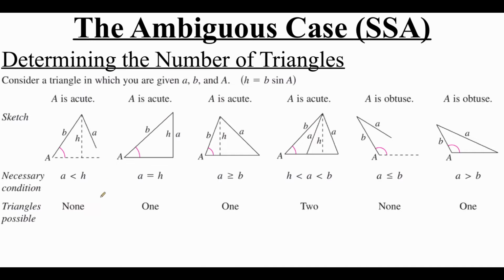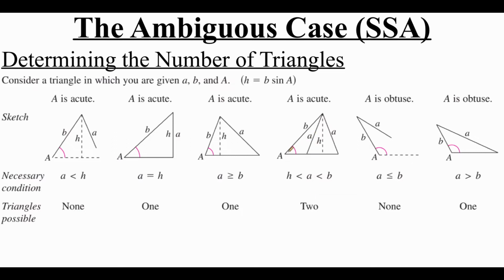So if A is acute and side A is shorter than the height of the triangle, then no triangle exists because side A isn't long enough to complete this triangle. Now, if side A is equal to the height of the triangle, it actually forms a right triangle, and then one triangle is possible. If side A is greater than or equal to side B, then that's another case where we're only going to have one triangle. But if the length of side A is between the height and the length of side B, then things get really tricky, and we actually have 2 triangles that could be formed.